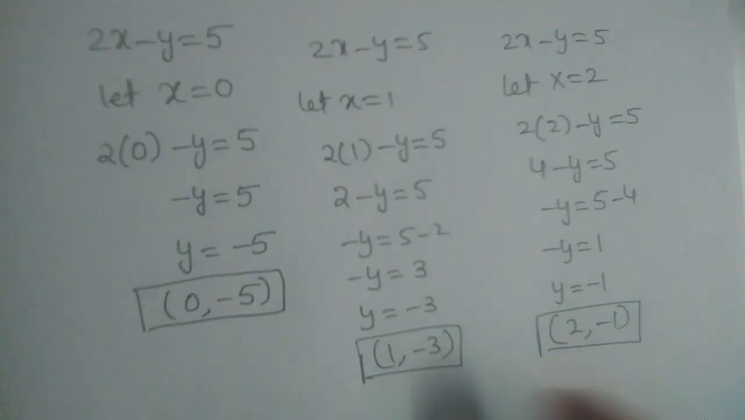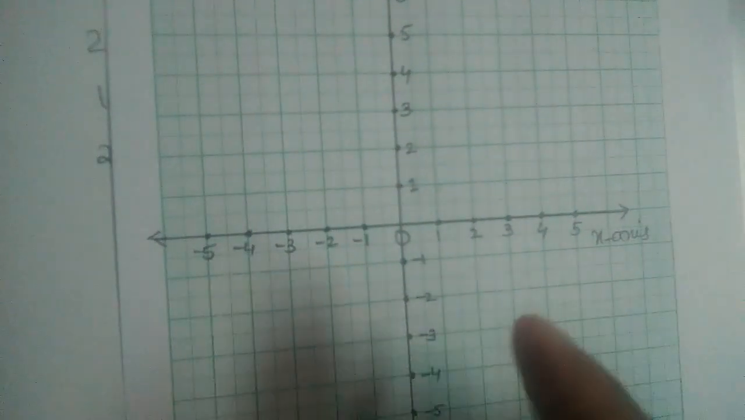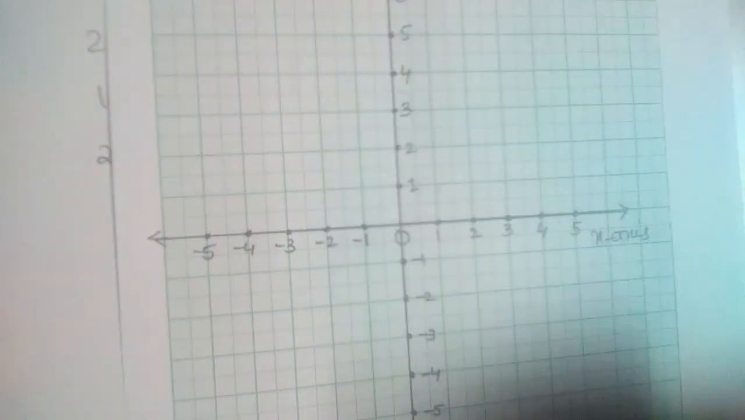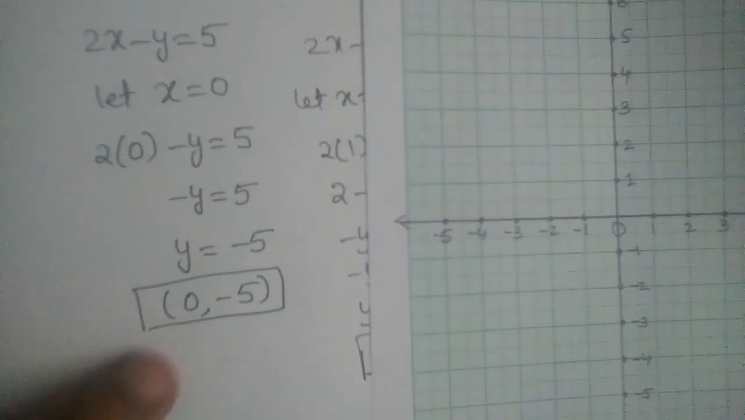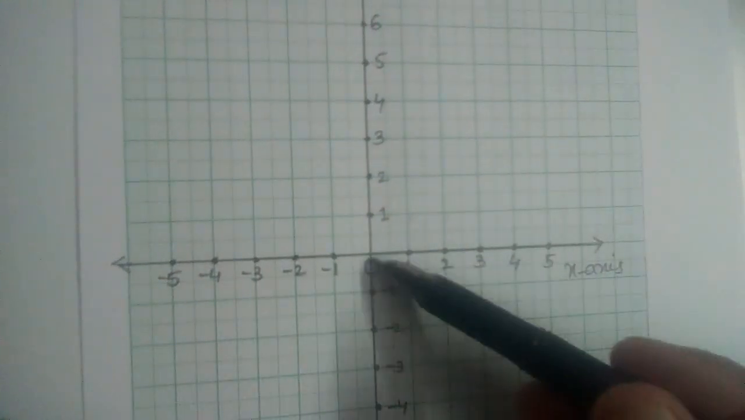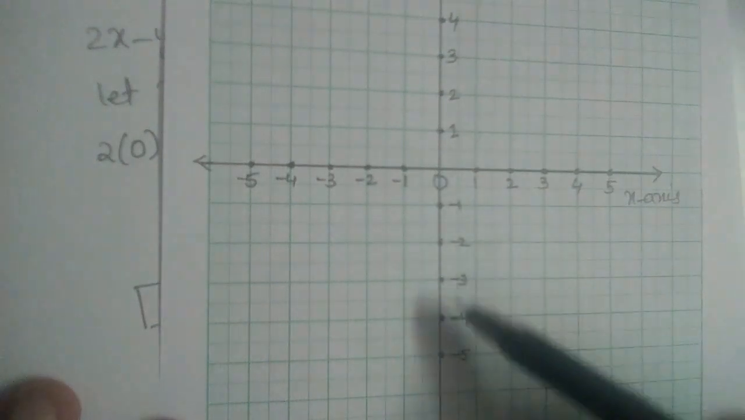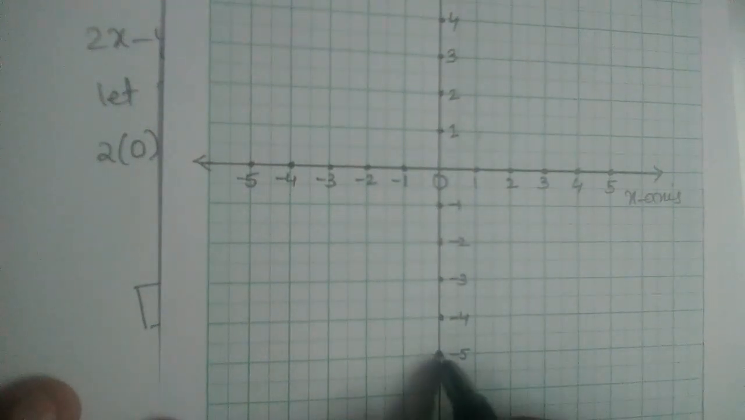All right, so let us plot these points on our graph. So I have a small graph here. This is the x-axis and this is our y-axis. So what were the points? First one is 0 comma minus 5. So x is equal to 0 and y is how much? Minus 5. So x is equal to 0 here, y is minus 5. So this is the point, 0 comma minus 5.